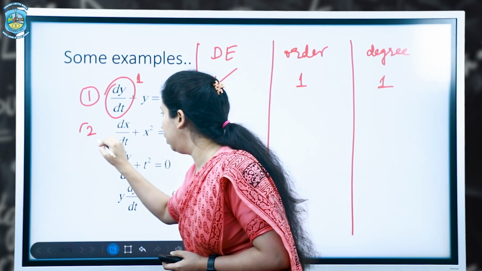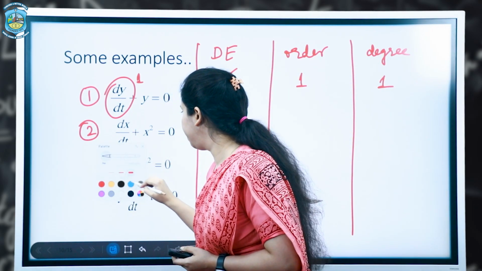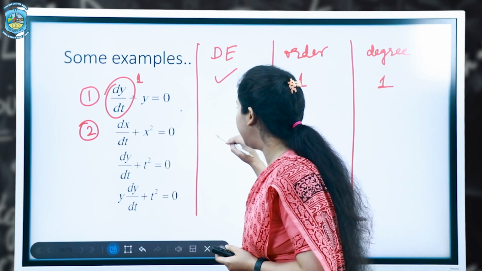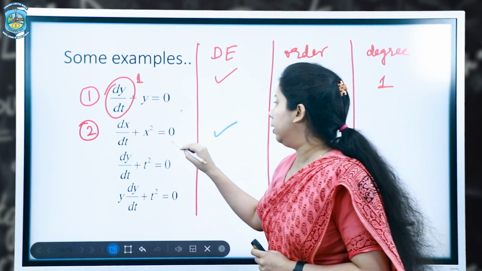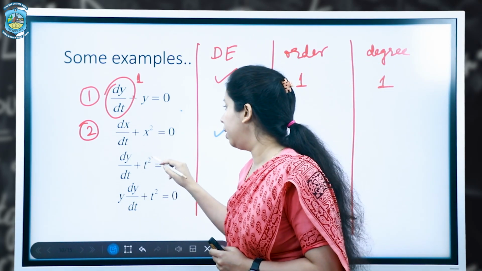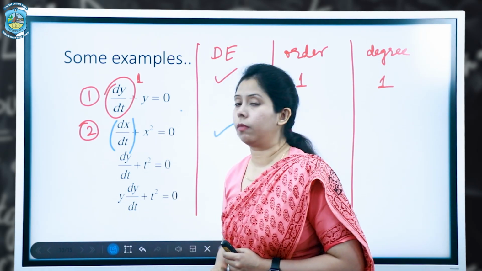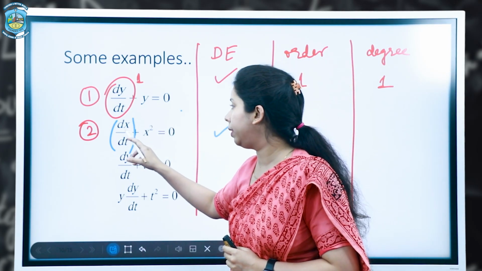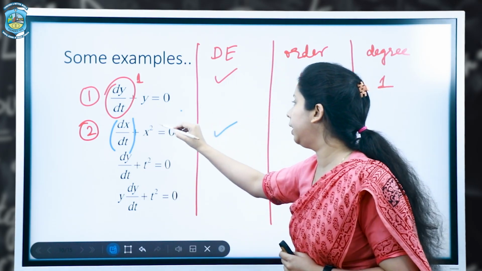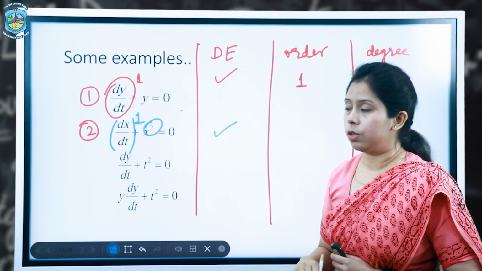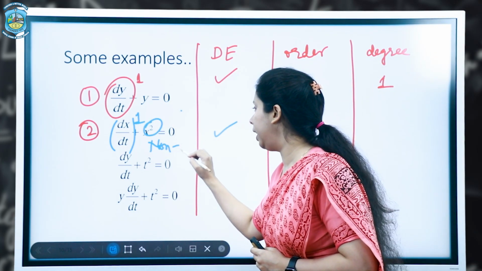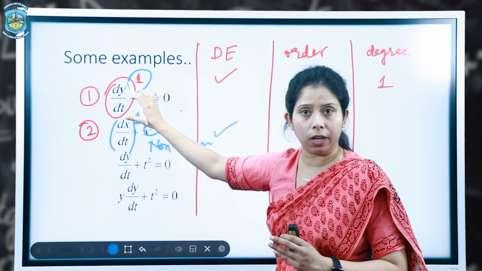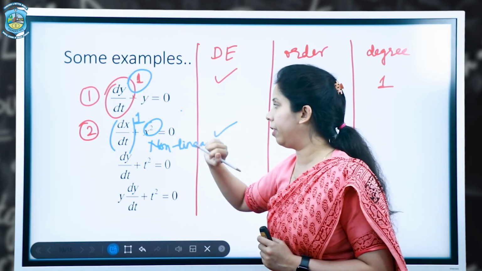For the second example, we have dx by dt plus x square is equal to 0. So here this is a differential equation, and this is a non-linear differential equation. Why? Because the degree of the dependent variable as well as the derivative is not 1. Here the degree is 2 and there the degree is 1. So this is an example of a non-linear differential equation. Here, since the degree is 1, the earlier differential equation can also be called a linear differential equation.